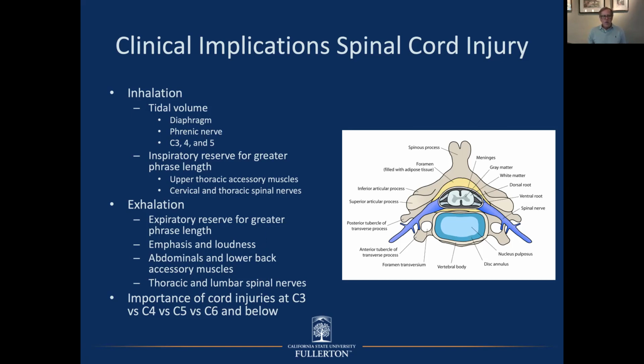All right, so I think we've covered everything under inhalation and exhalation, and we've talked about the importance of cord injuries at C3 versus 4 versus 5 versus 6. If you have an injury just below C6, you definitely can speak very functionally, but you do lose phrase length and you do lose emphasis.